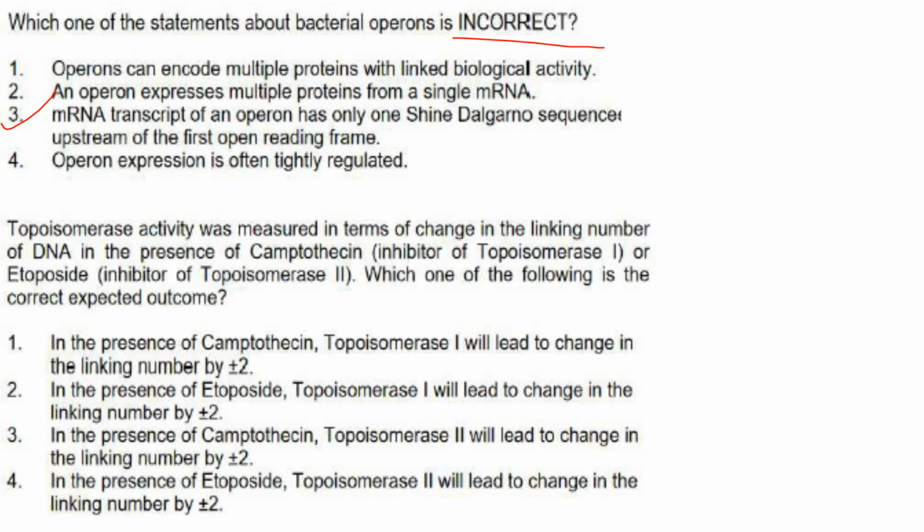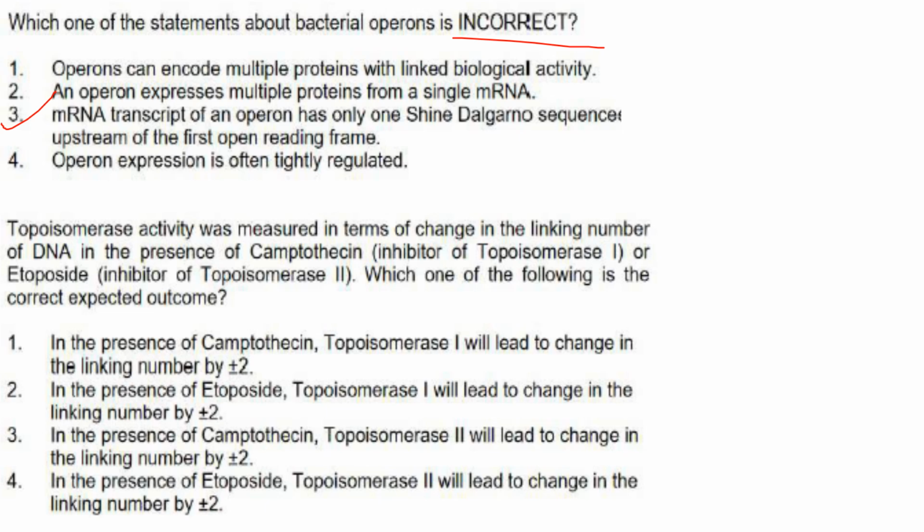Then next one. Topoisomerase activity was measured in terms of change in the linking number of DNA in the presence of camptothecin, that is an inhibitor of topoisomerase 1, or etoposide, an inhibitor of topoisomerase 2. Which of the following is the correct expected outcome? So in the presence of camptothecin, topoisomerase 1 will lead to change in the linking number by +1, +2. Okay. Now before that, topoisomerase 1 causes single-stranded breaks in the DNA and it changes the linking number by +1. Topoisomerase 2 causes double-strand breaks in the DNA and it changes the linking number by ±2. That much you remember. Now answer the questions.